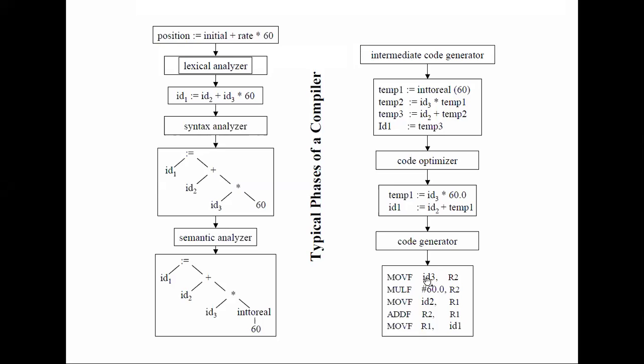Same here also. The id3 value is going to be assigned to r2, and 60 is going to be multiplied with r2 and the result is contained in the same one. So the simple meaning is r2 is equal to r2 into 60.3. The same thing everywhere. So this is an overview of the compiler design.